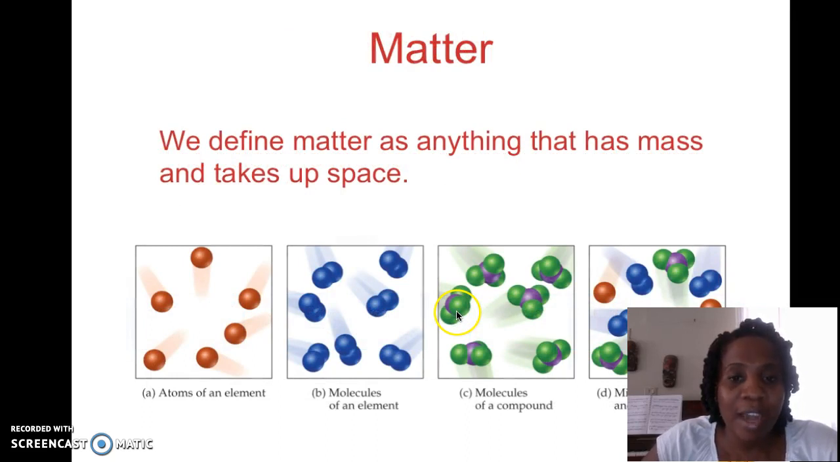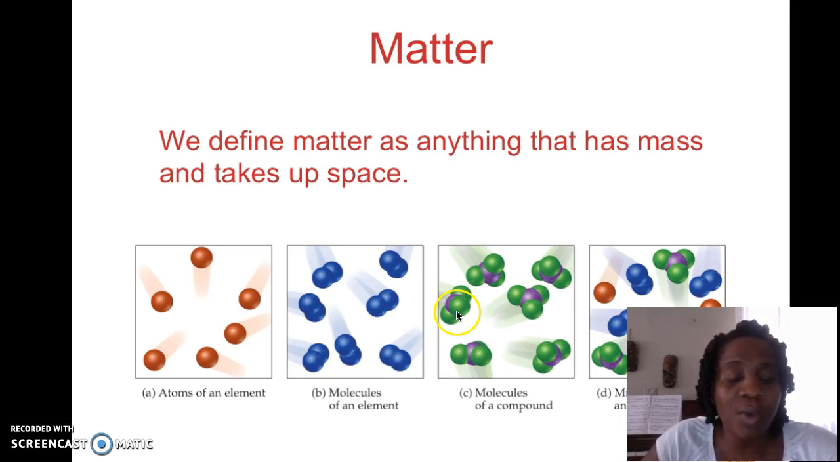First of all, what is matter? Matter, you should recall, is anything that has mass and takes up space. And when we envision matter, we think of it as everything being made up of really small particles that we can't see. So we want to be able to represent those particles, because we want to be able to think about what's happening at that level and how it connects to what we do see. So I want you to pay close attention to these representations of various types of matter.